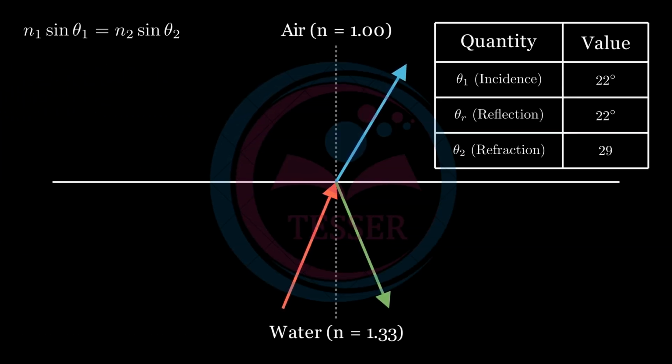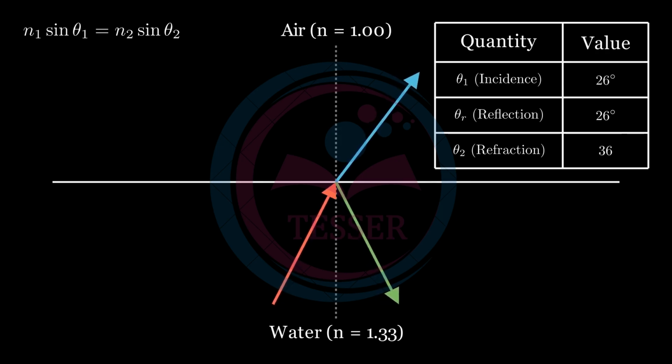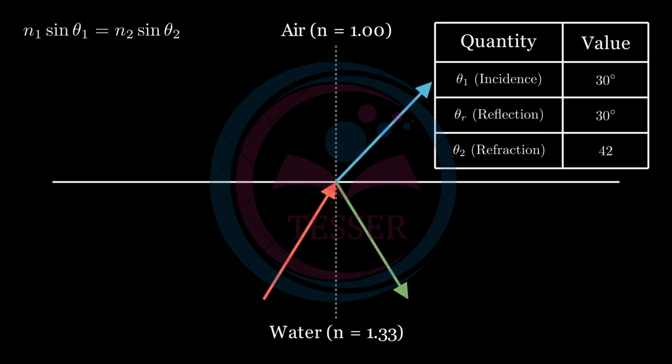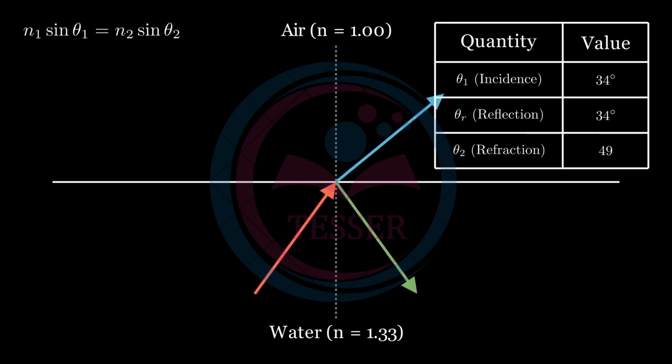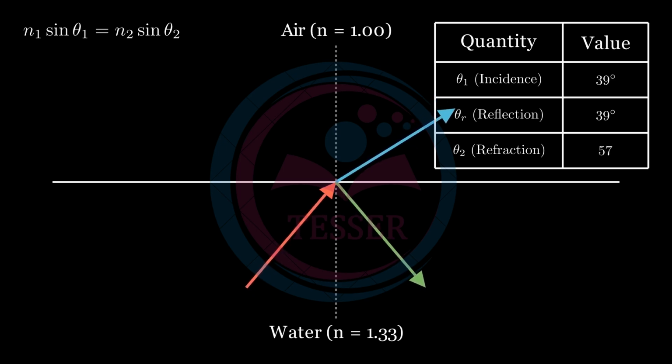Let us now view refraction geometrically. Light is incident from water onto air. Angles are measured from the normal, not from the surface. As θ1, the incident angle, increases slowly, three angles matter: the angle of incidence, the angle of reflection, and the angle of refraction. These values are shown live in the table.